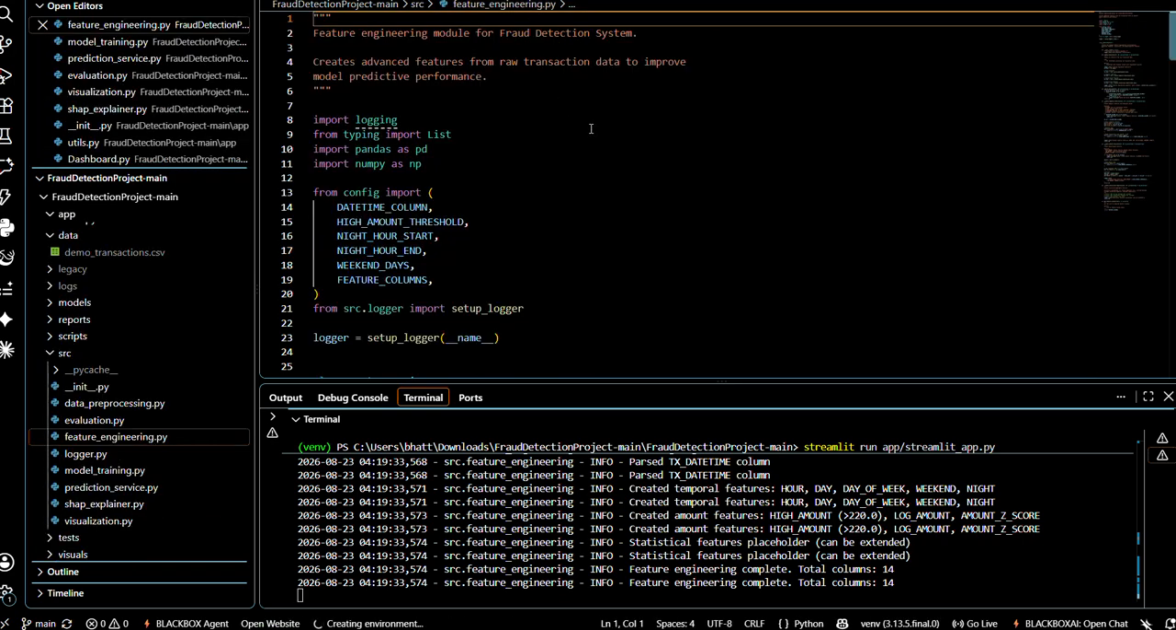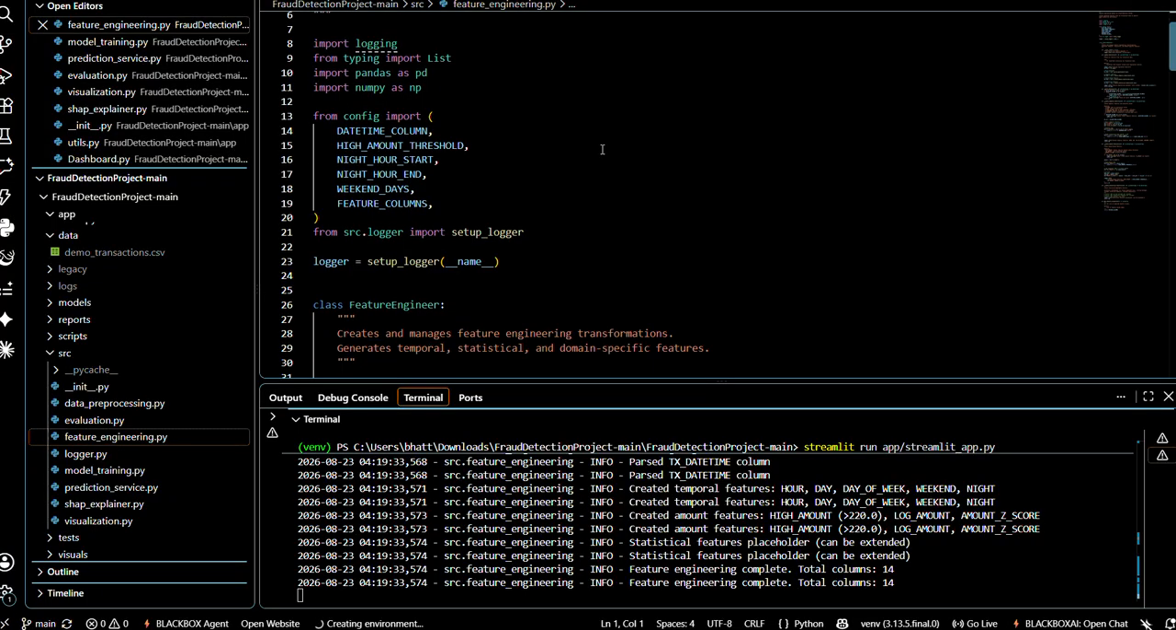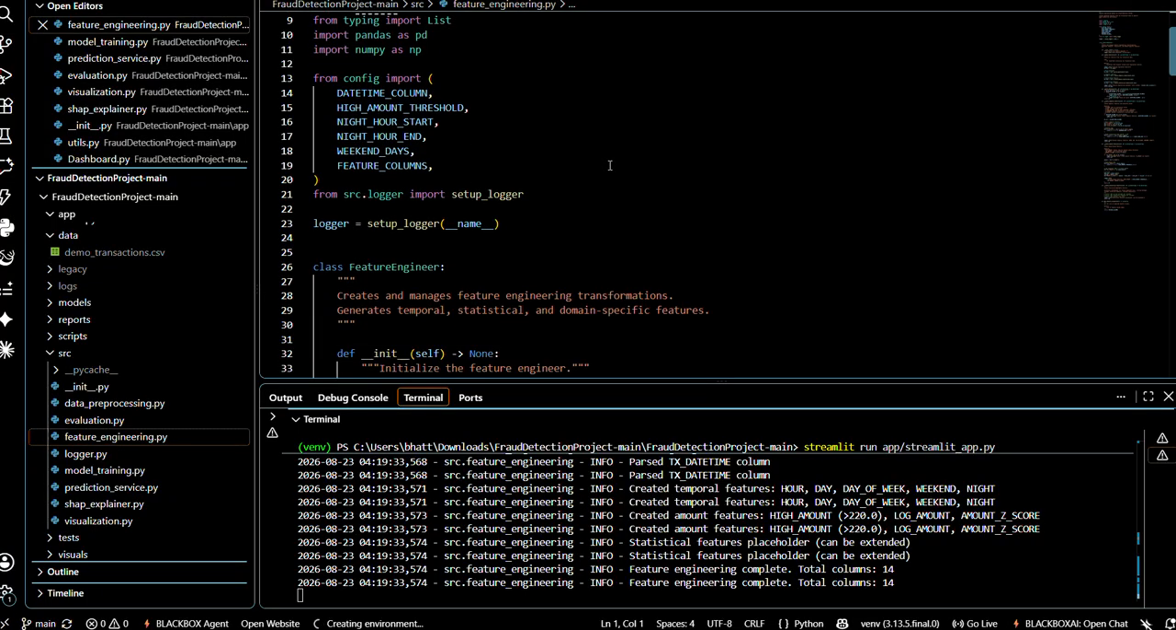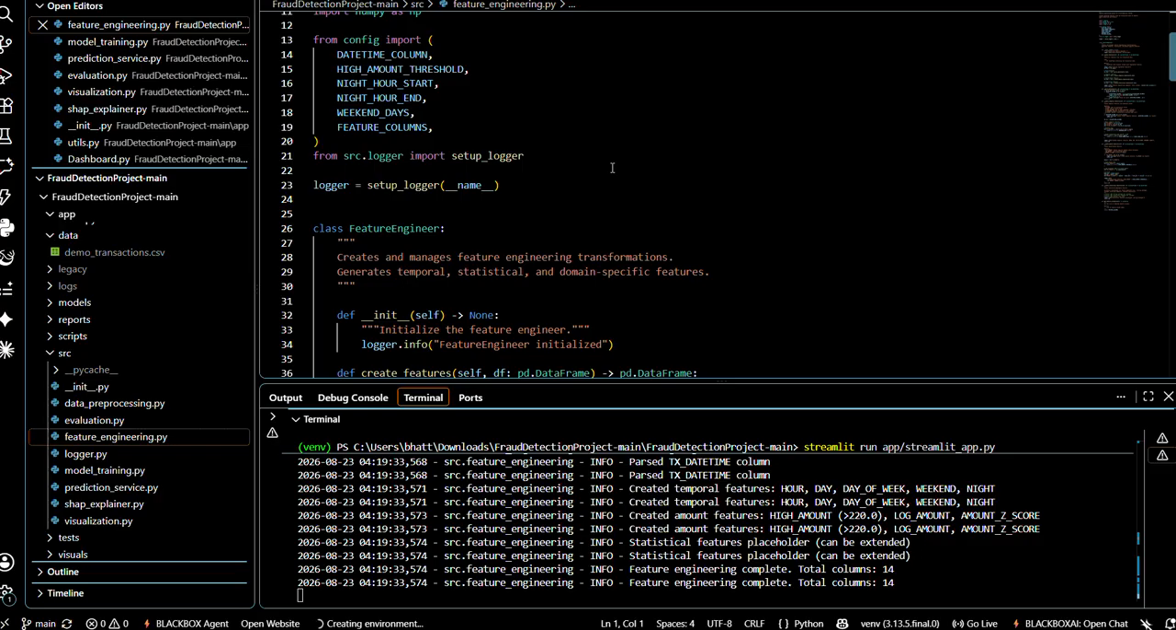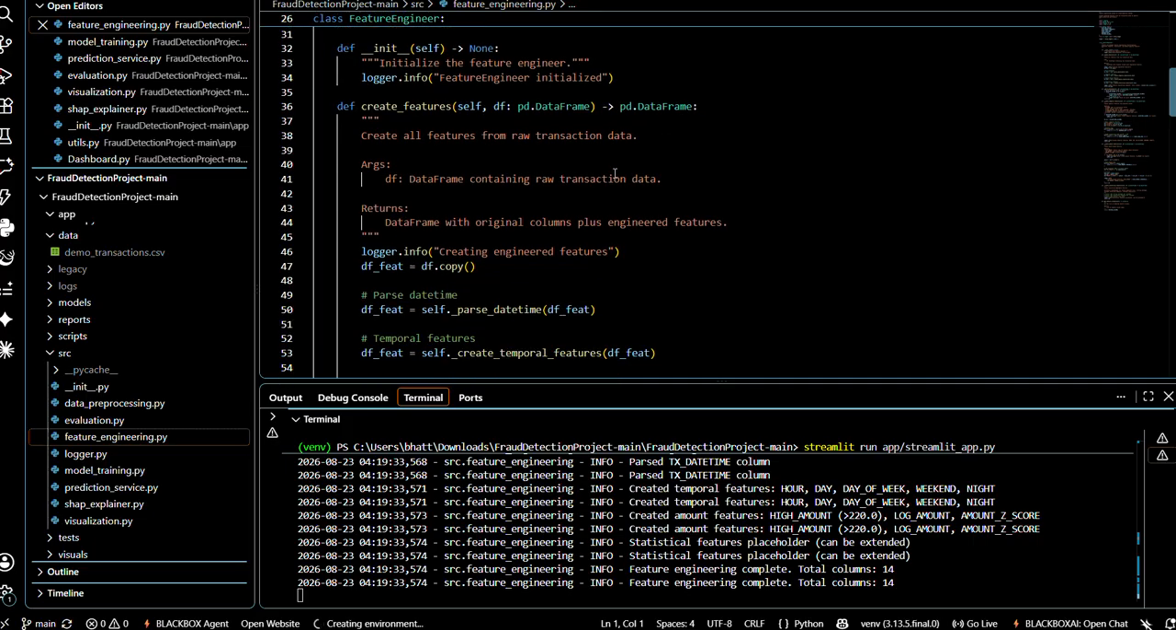Raw transaction data is transformed into machine learning features. For example, the system extracts the transaction hour and day, identifies weekend and night-time transactions, detects unusually high transaction amounts, applies a logarithmic transformation to the amount, and calculates the amount Z-score. These engineered features are then used by the machine learning models.